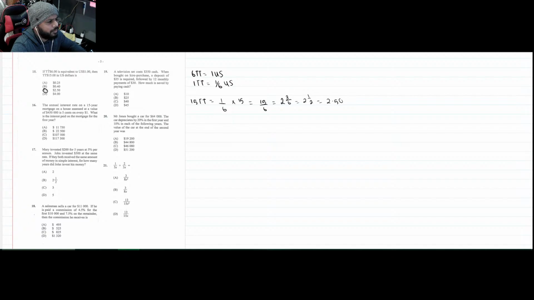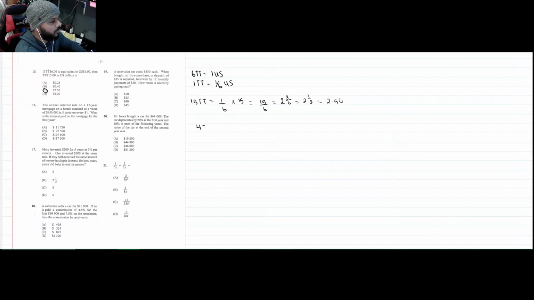The annual interest rate on a 15-year mortgage on a house assessed at a value of $450,000 is 5 cents on every $1. Let me read that again. The annual interest rate on a 15-year mortgage on a house assessed at a value of $450,000 is 5 cents on every $1. What is the interest paid on the mortgage for the first year? So for the first year, I need to figure out how many 5 cents I have in 450,000.